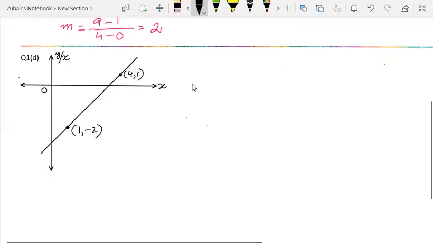Now, in the same way for part D, we will find at first the gradient. So the gradient is given by the formula y2 minus y1 upon x2 minus x1. So 1 minus 2 upon 4 minus 1. So this will become 3 upon 3, means 1.